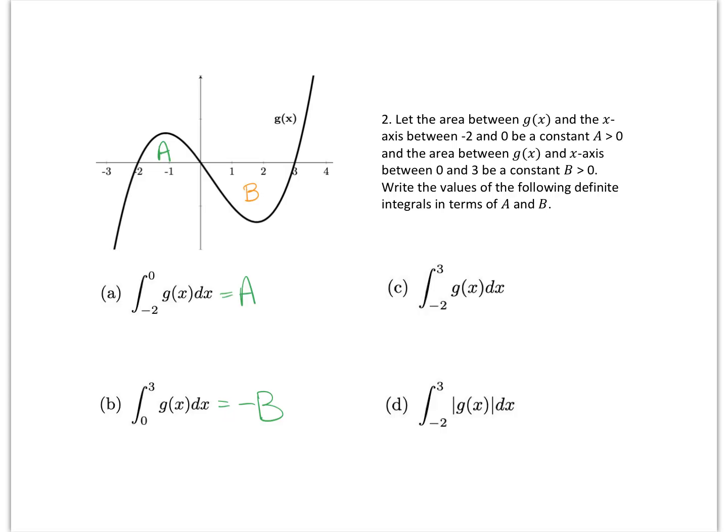Then the integral from -2 to 3. So this is all of this together. So a is positive, b is negative, and we add them together. So a plus the opposite of b. And then the integral from -2 to 3 of the absolute value of g of x. Here, that makes everything positive, so it's going to be a plus b. B was supposed to be negative in a definite integral, but if we take the absolute value, now it's positive.